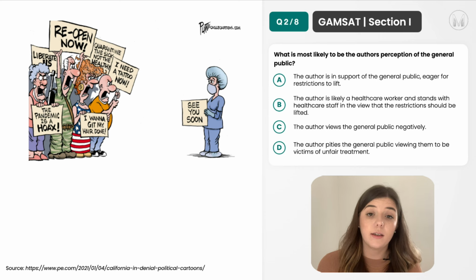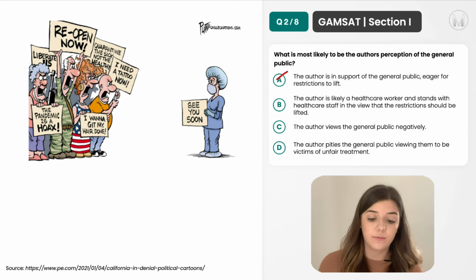Now if we look at the options, option A, the author is in support of the general public, eager for the restrictions to lift. That goes against what we've just said. Because he is using such menial and trivial tasks, he definitely does not agree with the public, and we can rule out option A.